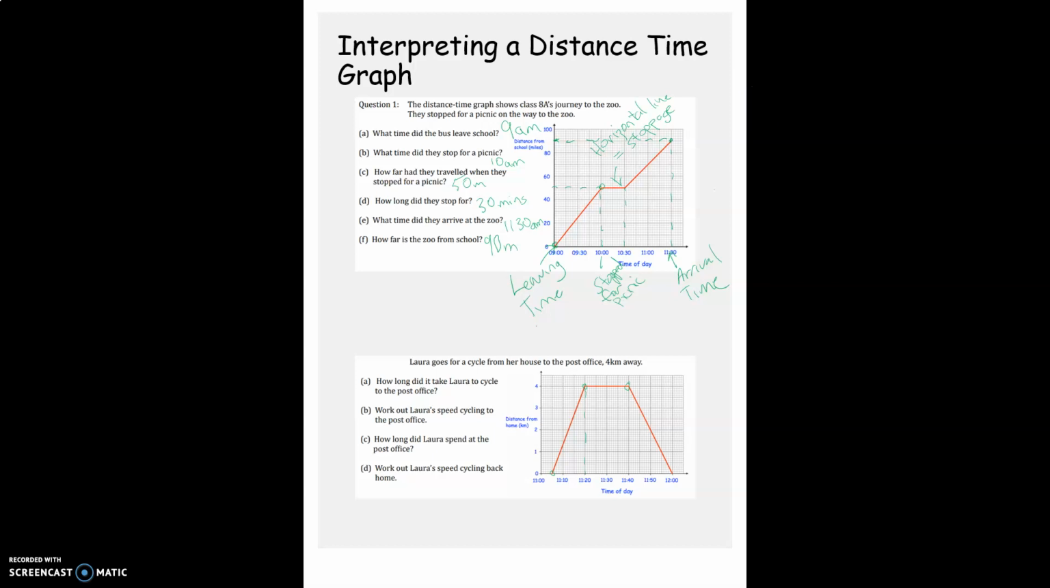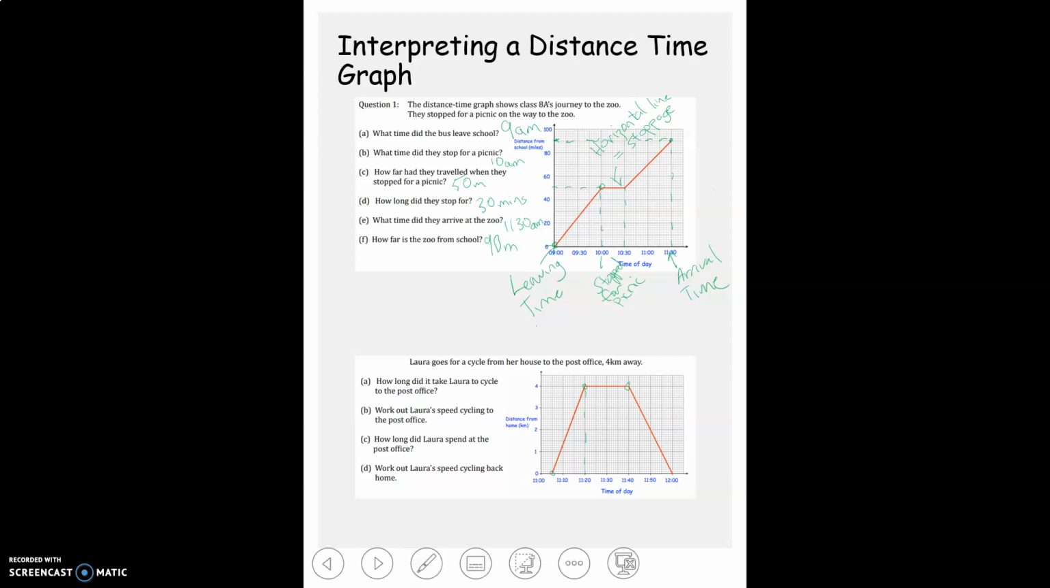Okay, a second worked example. Laura goes for a cycle from her house to the post office, which is 4 kilometres away. You can see I've already marked some points on the graph: the starting point, where she stops, and the end of the horizontal stop, which is when she's at the post office. So how long did it take Laura to cycle to the post office? She started at 11:05 and finished at 11:20, so I've drawn the line down to the x-axis to indicate that. That is a total time of 10 plus 5, which is 15 minutes.